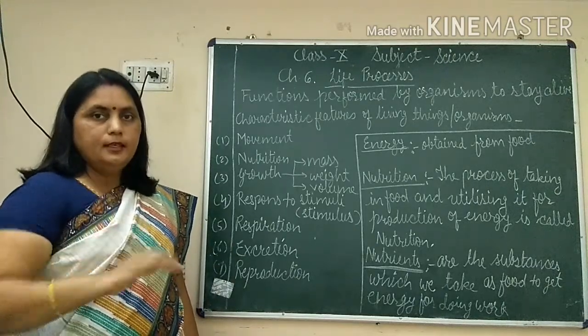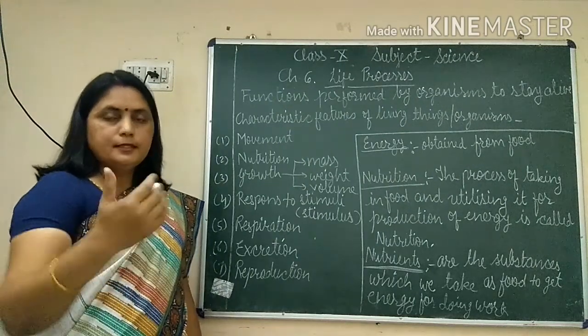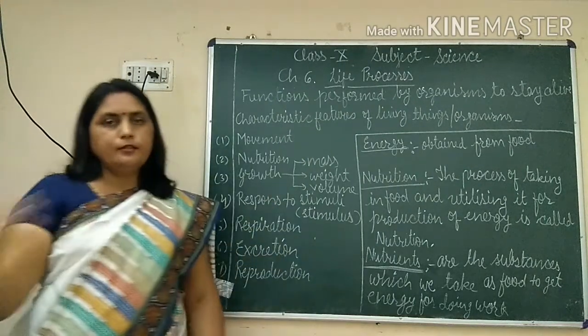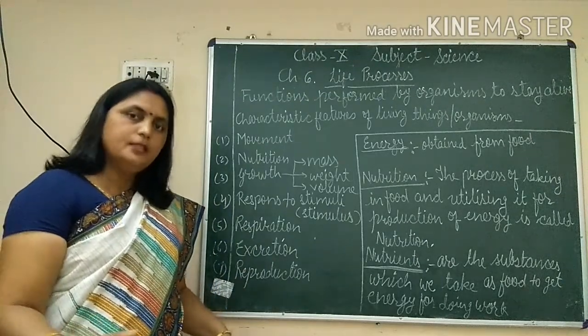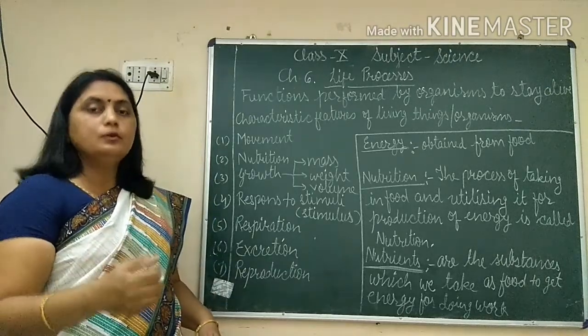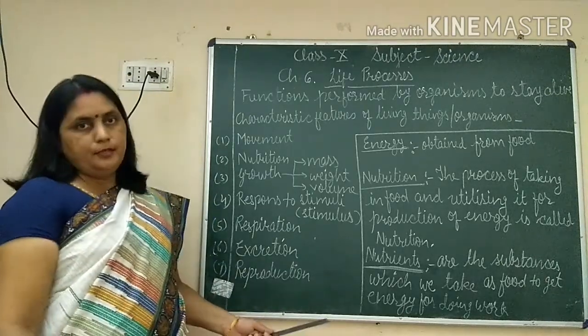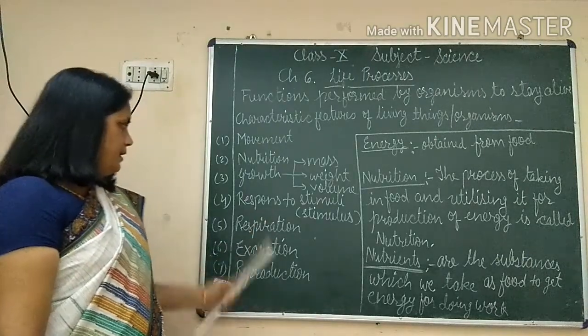It is a must. A mango tree can produce mango only. Human beings can give birth to human beings only. Dogs can give birth to dogs only. So this is the process by which living organisms give birth to young members of their own kind, called reproduction. Now children, one question may arise in your mind here.